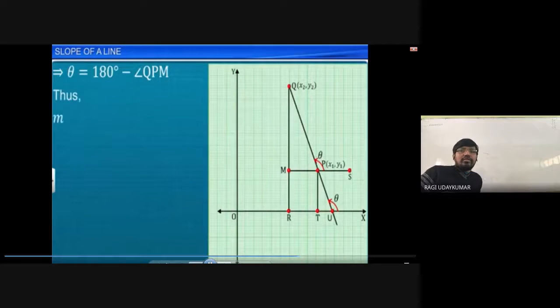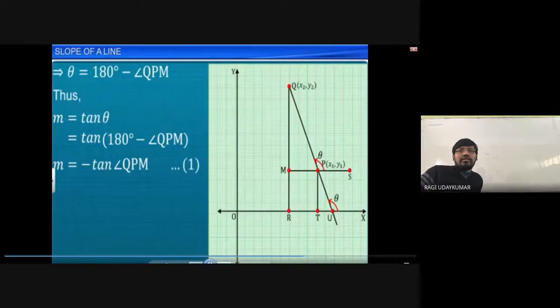Therefore, m is equal to the slope, tangent of theta, which is tangent of 180 minus QPM. So you are going to get minus tan QPM, because tan of 180 minus theta is nothing but minus tan theta, which you have already learned in trigonometry.